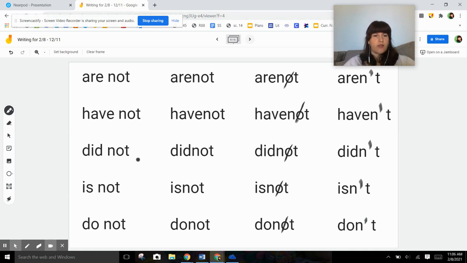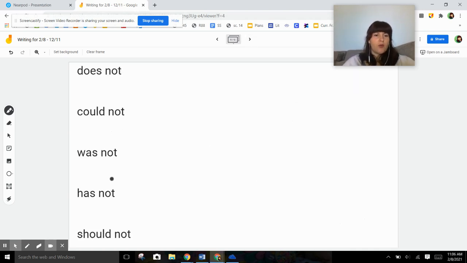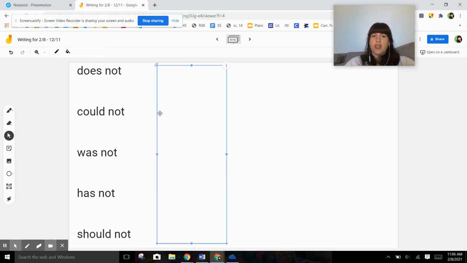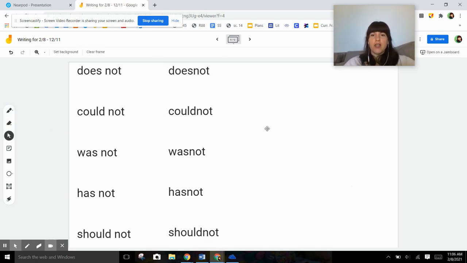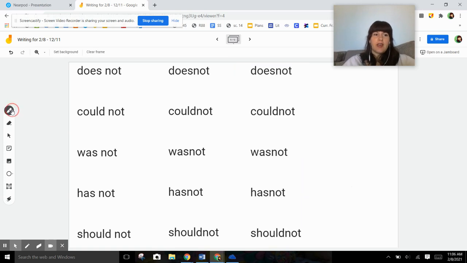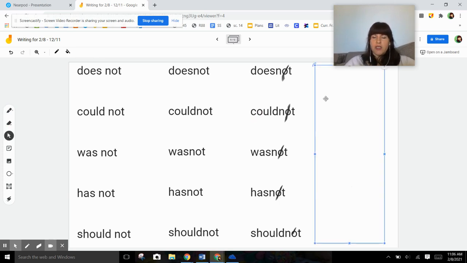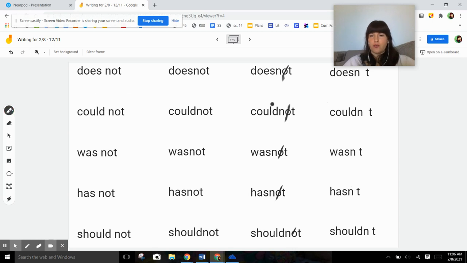Okay, here's a list of examples. Does not, was not, has not, and should not. First thing we do is we squish them together because we're trying to make one word. The next thing that we do is we take that O out. So the O gets slashed through. We don't want that O anymore. Then the next step is we drop the O, but we leave a little bit of a space because we're going to add an apostrophe in that spot.